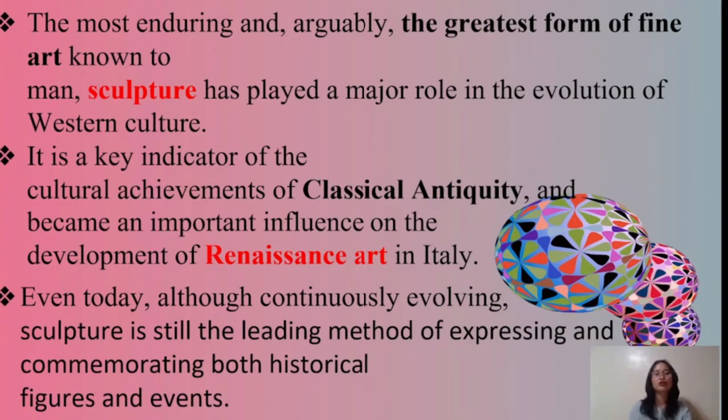So we can see that we can observe the art, sculptures, paintings, or whatever kind of art there was in Italy before, in the Renaissance period. It is an art that expresses history. It showcased the past. Sculpture is a big help even today. Although continuously evolving, sculpture is still the leading method of expressing and commemorating both historical figures and events.